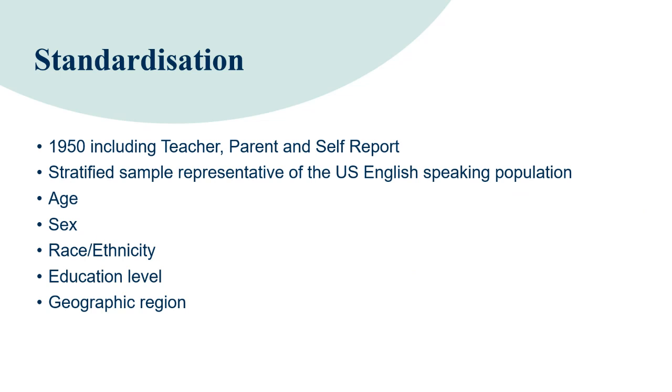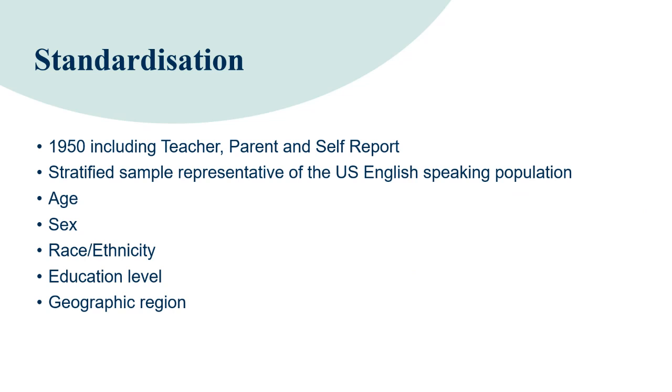So the normative sample was divided into six age groups among the 3 types of rating form. So 3 to 5 years, you have the parent and teacher form. 6 to 7 years, the parent and teacher form. 8 to 9 years, you have the parent, teacher and self-report form. 10 to 12 years, you have the parent, teacher and self-report form. And then 13 to 18 years, you have the parent and self-report form. And 19 years and older is the self-report form.